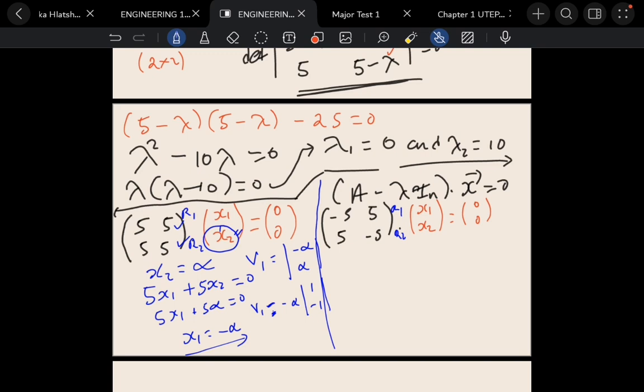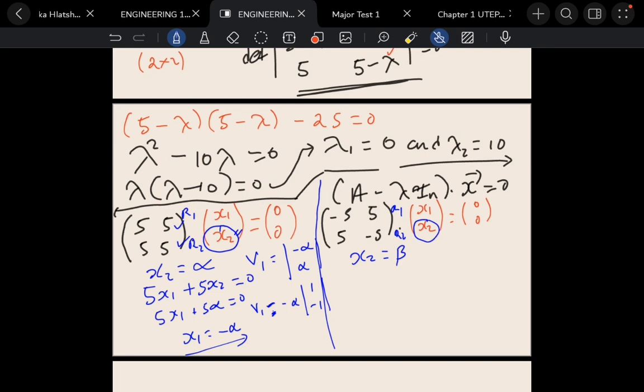In that case, we'll say that row 2 is a free row because it's depending on the first row. And then this x2, I'm just going to let it be beta. You can also let it be alpha, but I'm just making things different, right? So I'm going to let it be beta. And then if x2 is equal to beta, try to solve the system.